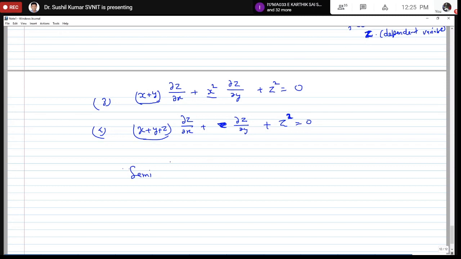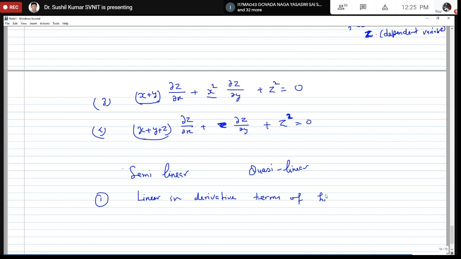In both the equations, semi-linear and quasi-linear, the first condition is both are linear in derivative terms. I'm writing, in both, derivative terms of higher order. Linear in, no, just no.